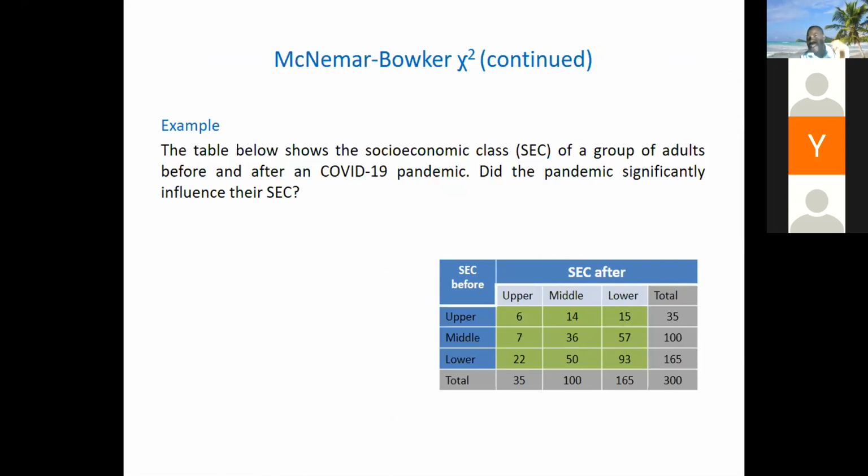Let's look at an example. It's better to use an example rather than just looking at abstract things. The table below shows the socio-economic class of a group of adults before and after COVID-19. It should be after the COVID-19 pandemic.